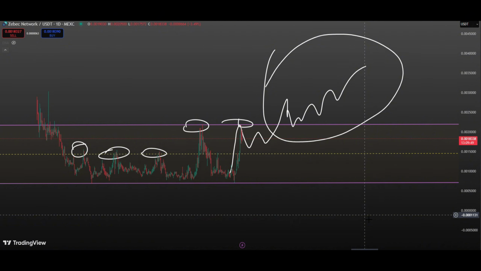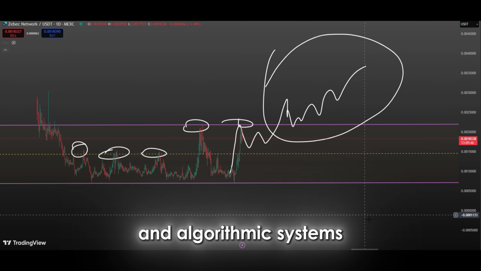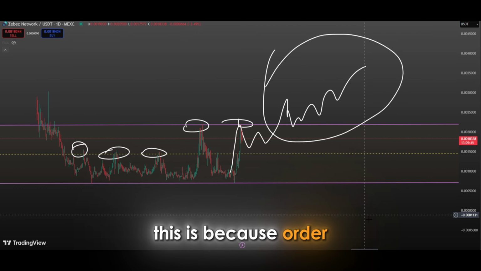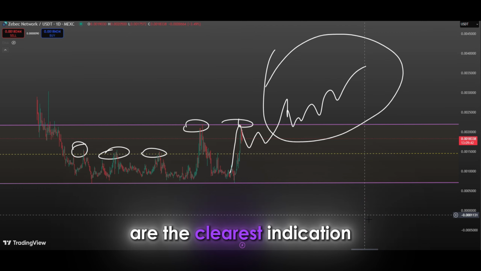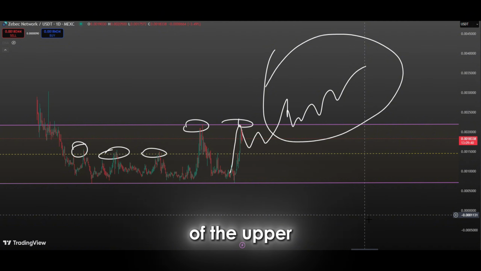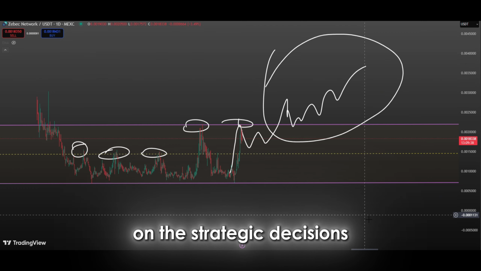Moreover, such horizontal channel structures are often given special attention by large traders and algorithmic systems. This is because order accumulation is quite high at these levels, and sudden price movements can occur at breakouts. Especially volume breakouts are the clearest indication that big players have entered the market. Therefore, a breakout of the upper band of the channel may not only have a technical impact, but may also have an impact on the strategic decisions of fund managers and institutional investors.